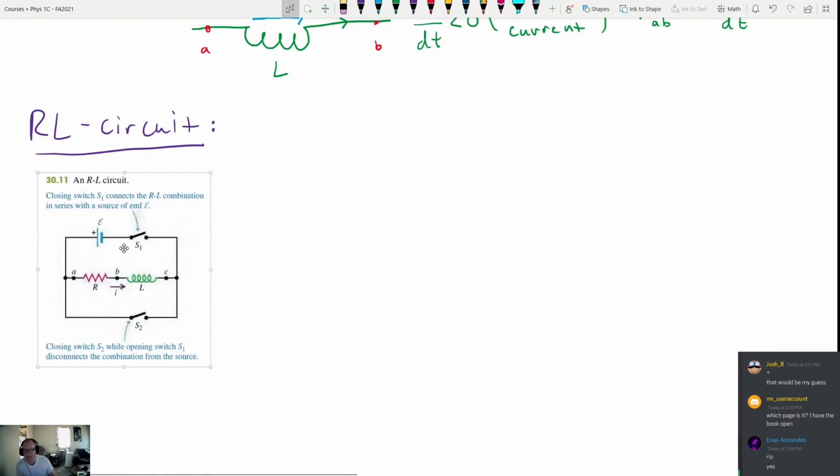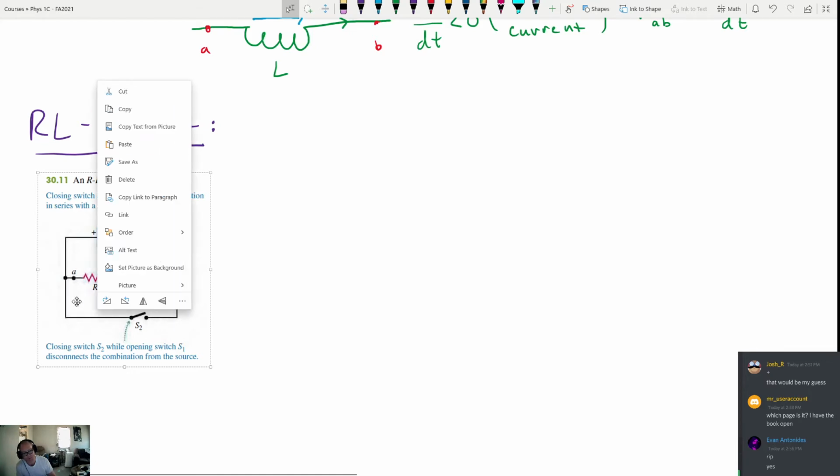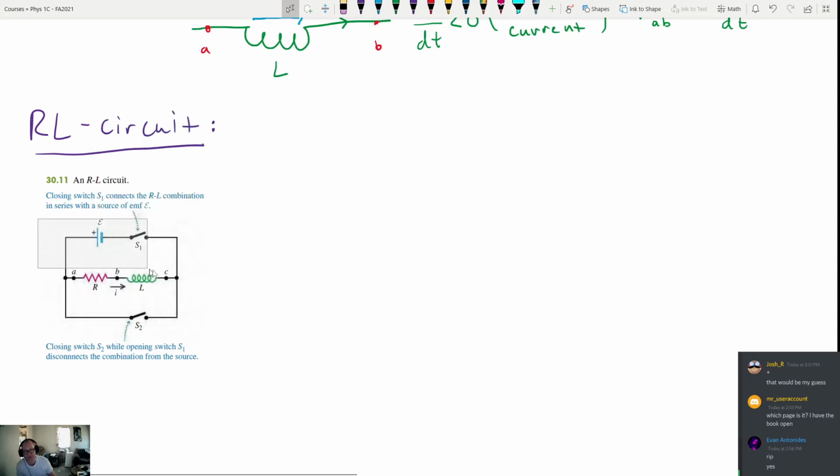In our circuit, we have an EMF source, we have a resistor, we have an inductor, and we also have a secondary switch and this branch right here that we're going to use for the second half of what we do. For the first half, we're just going to be looking at this portion of the circuit and saying that we're going to close the switch S1 at t equal to 0.